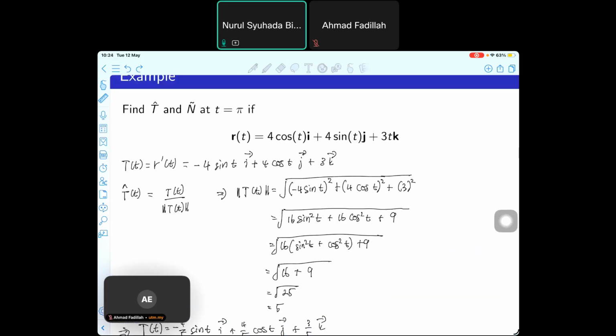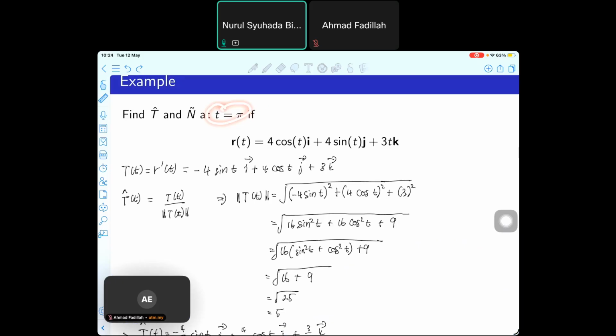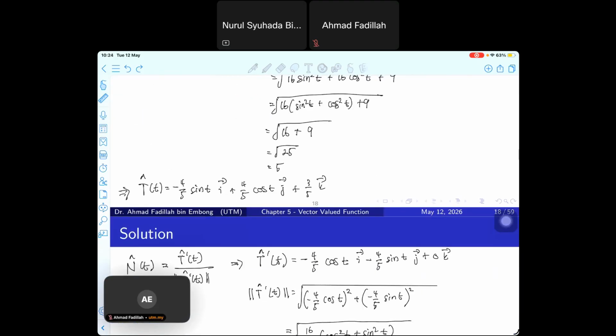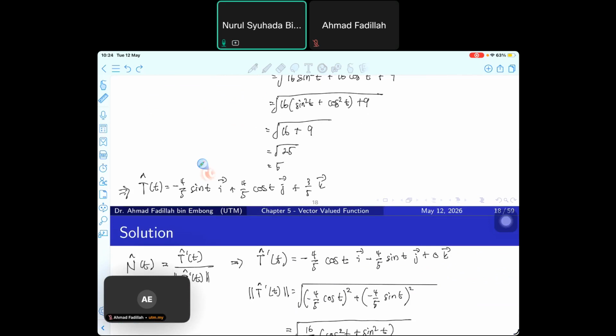If the question asks you to find the value of T hat at t equal to pi, you just need to substitute the value of pi over here. I'm not going to do it in this video, so you can do it on your own. Just replace t with pi over here. Sine pi is equal to 0, cos pi is equal to negative 1. So the final answer should be negative 4 over 5 j plus 3 over 5.